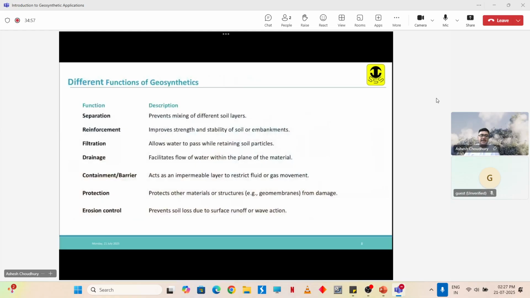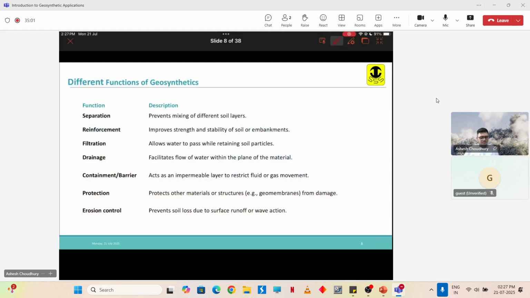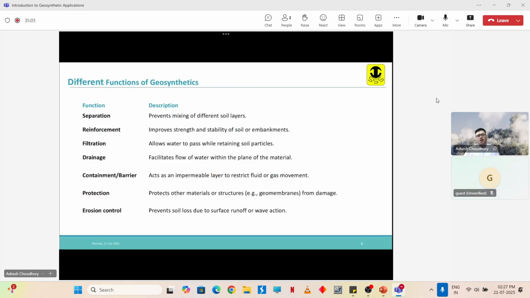So you have read it, right? Read the function. So what is the first function? The first function is separation. So what is this separation? Separation means it prevents mixing of different soil layers.